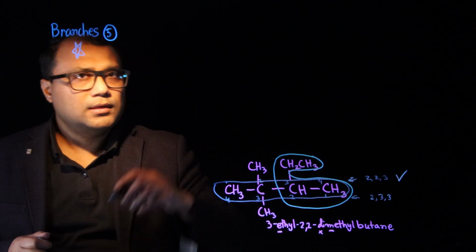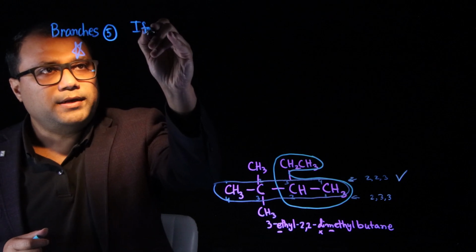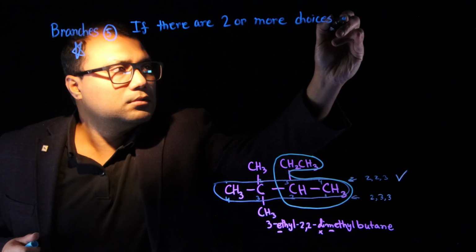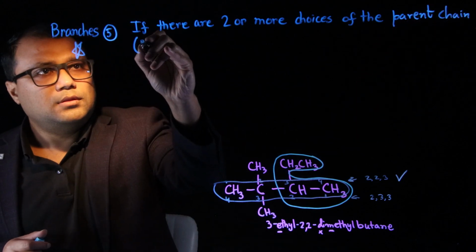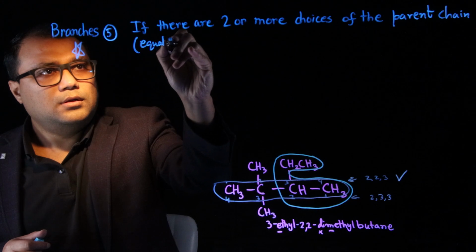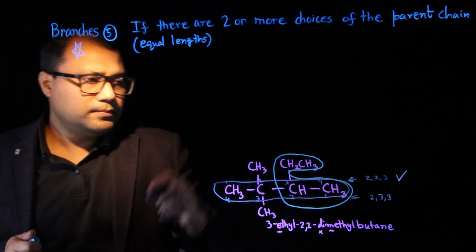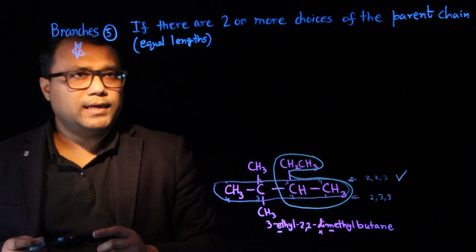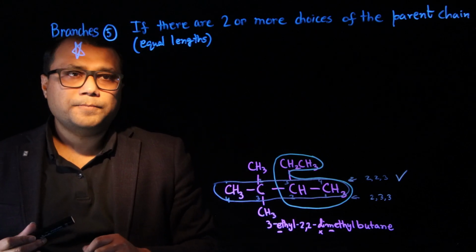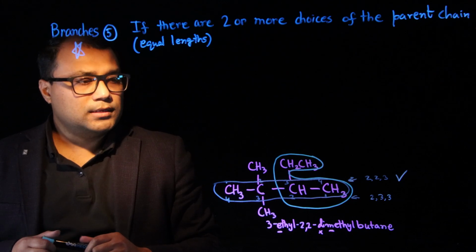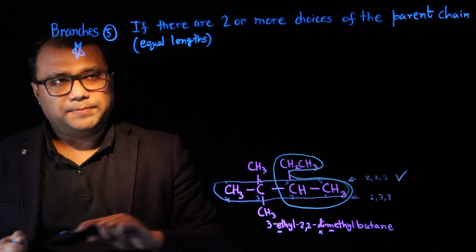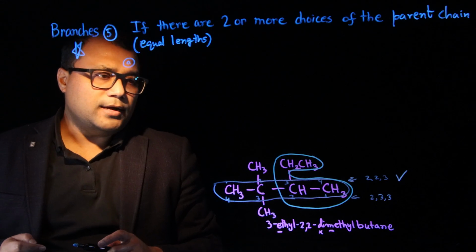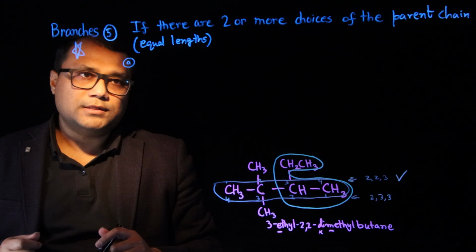So what this says is, if there are 2 or more choices of the parent chain, which means they have all equal lengths, right? So we saw that here, 1, 2, 3, 4, 1, 2, 3, 4, both had equal lengths. Then how do we determine which one is the correct longest continuous chain? What we do is we choose the chain that has the larger number of branches, or chain with the greatest number of side chains.